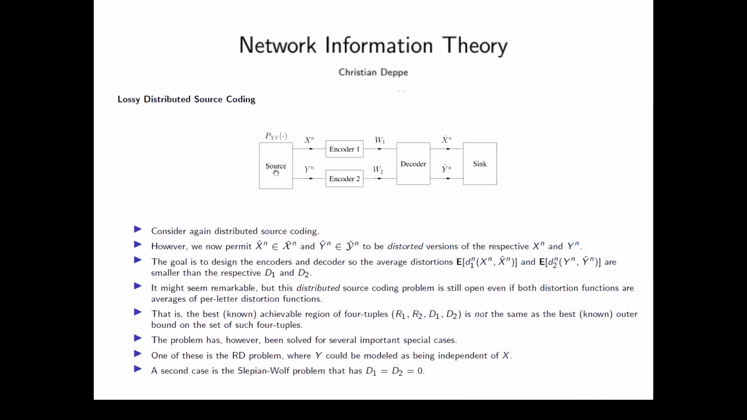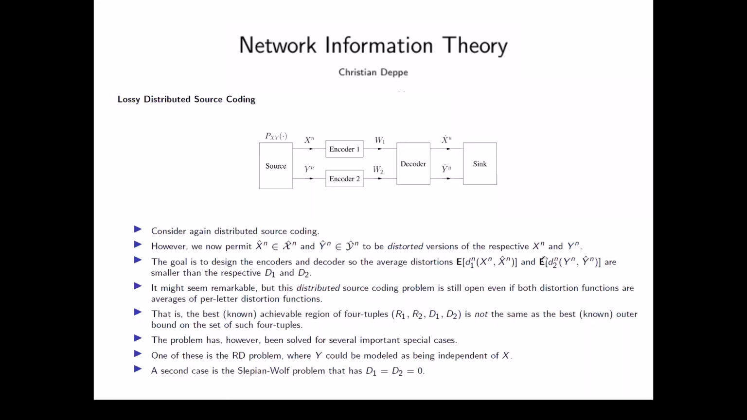Now we can ask the question for distributed source coding if it's also possible lossy. As you remember, we did this for the single source coding, with one source producing one sequence. We consider lossy source coding. What does it mean that we will consider lossy distributed source coding? That means we now permit that the estimate of the sequence x^n and the estimate of the sequence y^n to be distorted versions of x^n and y^n.